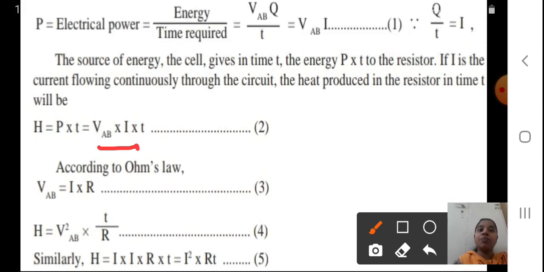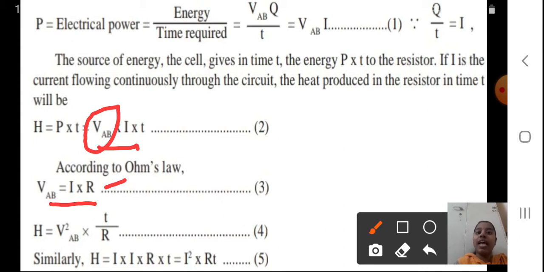Now what are we going to do according to Ohm's law? What you have is V is equal to IR. Yes, this equation you have. But here we are not taking V, we are talking in the concept of VAB. So we have written VAB is equal to I into R. This is equation 3. What are you going to get? Equation 4: H is equal to V square AB into t upon R. Okay, you are going to get this equation, our fourth equation. H is equal to V square AB, multiplied by t upon R.